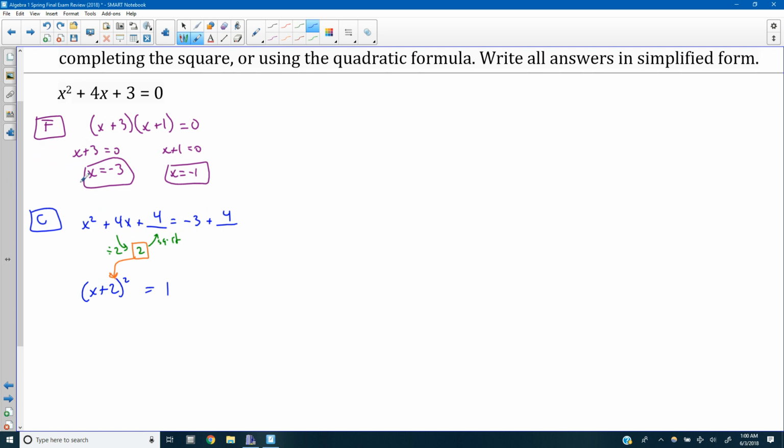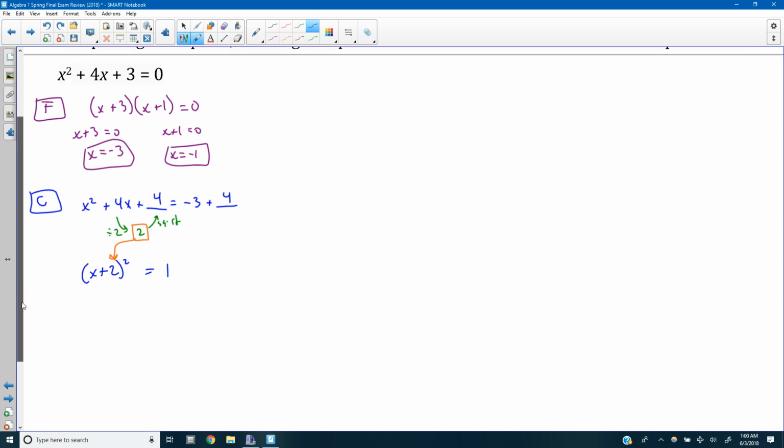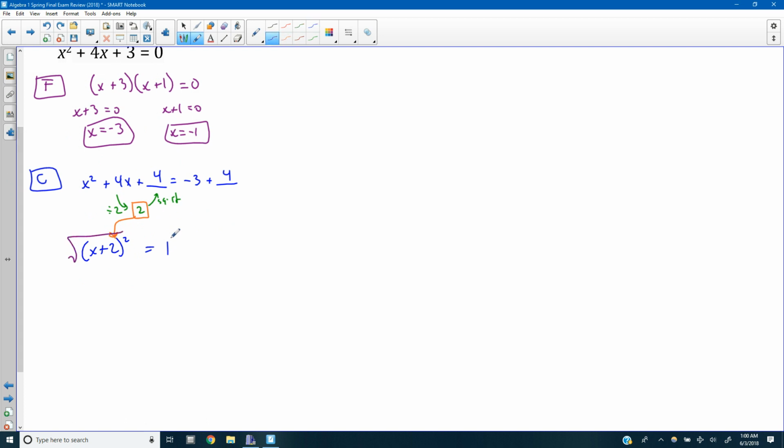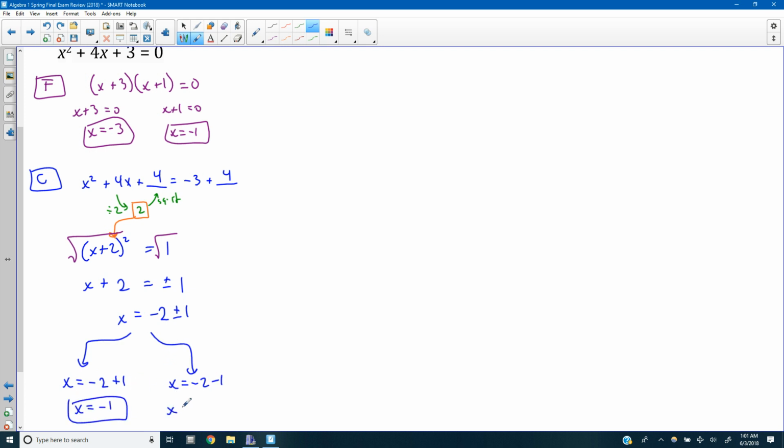So technically, anytime you solve by completing the square, you also solve by using square roots, because I'm about to take the square root of both sides now. This becomes x plus 2, and this becomes plus or minus the square root of 1, which is 1, so plus or minus 1. So I subtract the 2 over, I get x equals negative 2 plus or minus 1. Now I don't want to leave the answer like that, I want to split that. X can either equal negative 2 plus 1, or x can equal negative 2 minus 1. Negative 2 plus 1 is negative 1, negative 2 minus 1 is negative 3. So I got the same answers here using completing the square as I did by factoring over here.